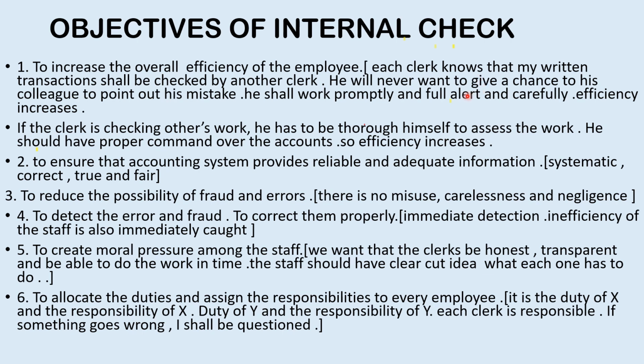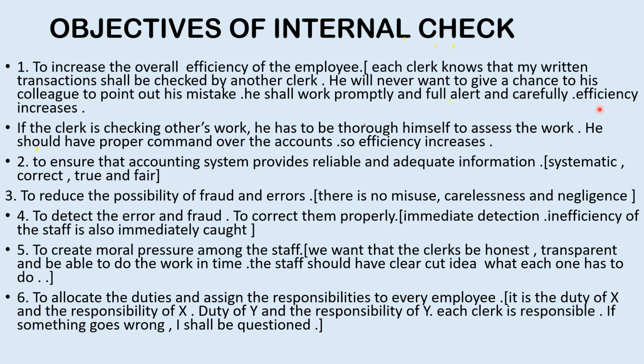So in that case, he will never want to give a chance to B, his colleague, to point out his mistake. A will try to do his work so efficiently that he will not give B a chance to point out a mistake. A will work promptly with full alertness and care, and therefore efficiency will increase. Efficiency increases not only of A but also of B. A's efficiency increases because B is going to check his work, so A will be very alert and prompt in doing his work.